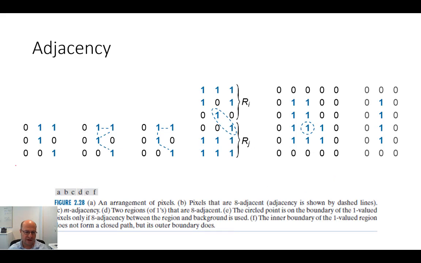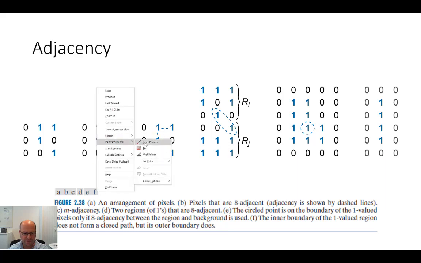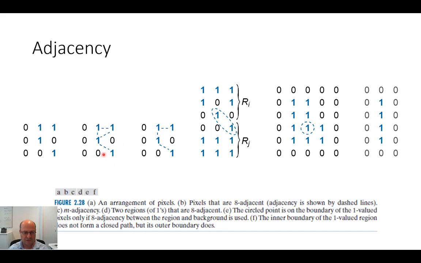Let's see examples of that. This is a distribution of pixels on a 3 by 3 matrix. Pixels in picture B, which is this one, let me pick up another pointer. This one is 8 adjacent to that, and that's 8 adjacent to that. That's 8 adjacent to that. Let's see, we're talking about the adjacency of the pixel at the middle.